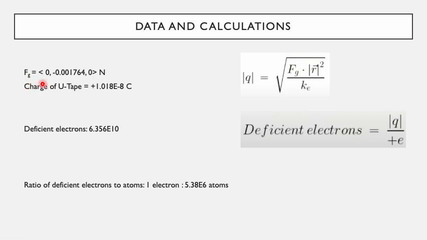We calculate the force of gravity first and find this number, and then using the force of gravity we use this formula to find the charge of the U-tape, and then we can find the deficient electrons by using this formula, and finally the ratio of deficient electrons to atoms.